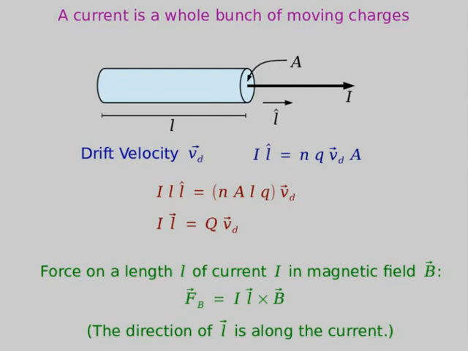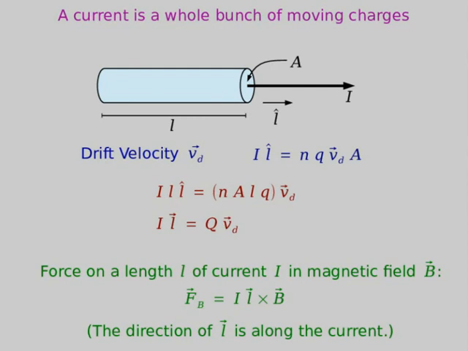Current is a whole bunch of moving charges. Remember that? That's all current is, moving charges. In fact, if you go back and look at the notes from a while back, we defined this thing, drift velocity, and that is the velocity at which the charge carriers in a wire are moving. So you have a charge Q moving at drift velocity V. We also defined the current, I. What's the direction of the current? It's L hat, along the direction of the wire, which is also the direction of the drift velocity.